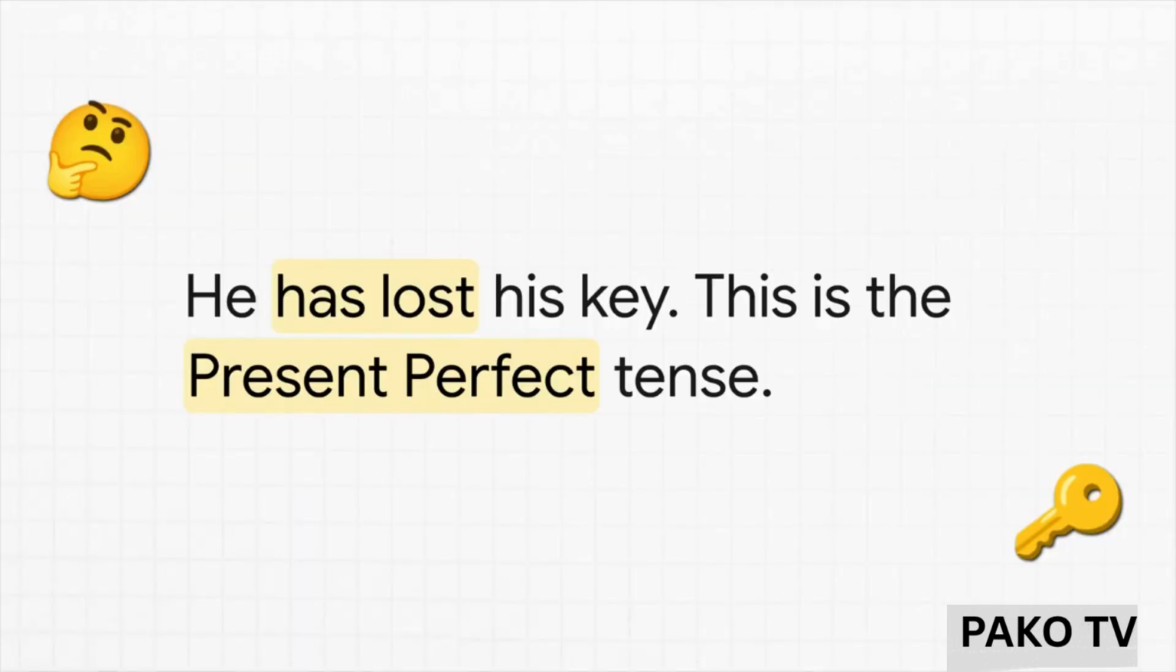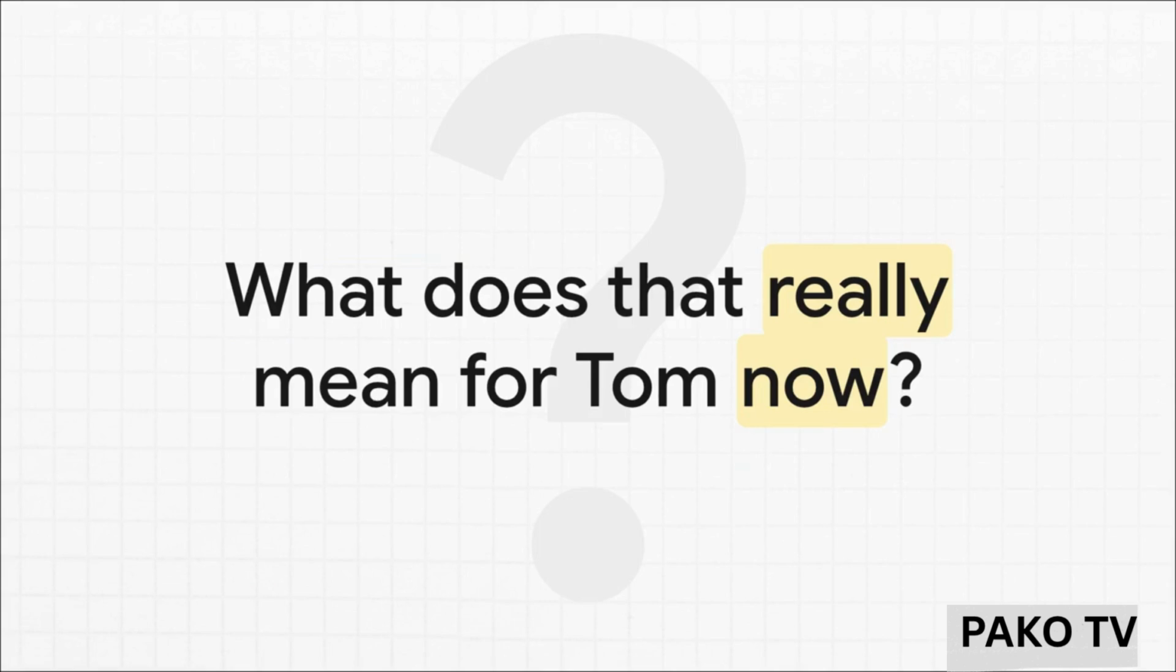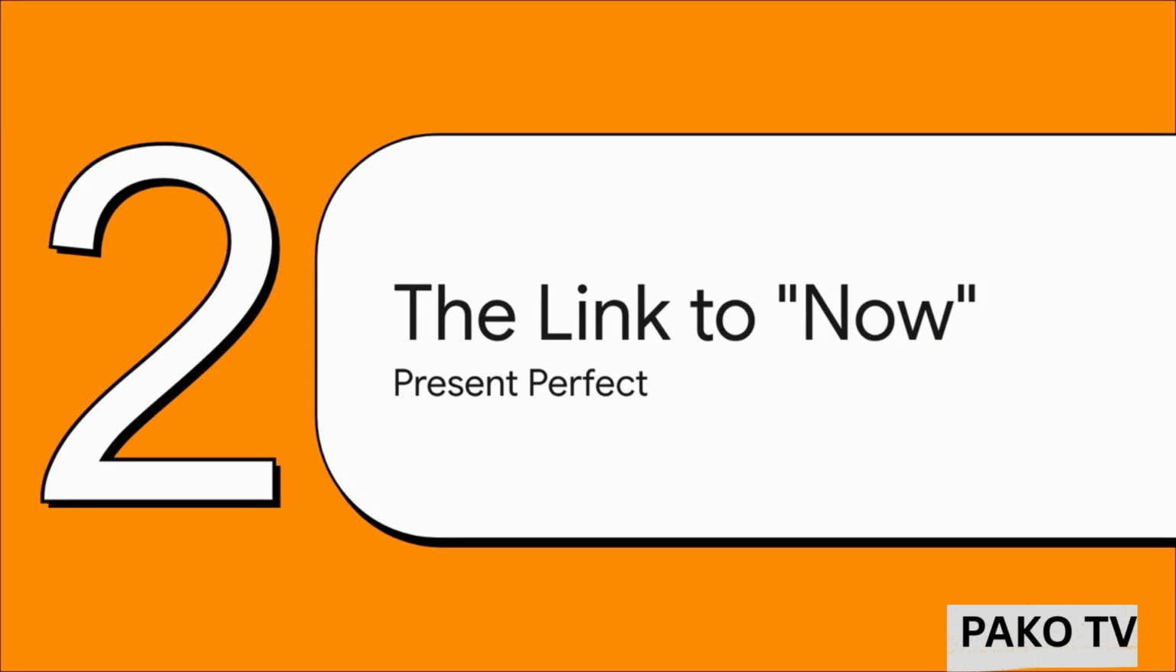Okay, so the way we describe this situation is with this sentence. He has lost his key. Now, pay close attention to that phrasing, has lost. That's what we call the present perfect tense. But what does that actually mean for Tom, right now, in this moment? I mean, saying he has lost his key, it's more than just a statement about something that happened a few minutes ago. It tells us something really important about his problem now. And that right there, that's our first big clue to cracking this code.